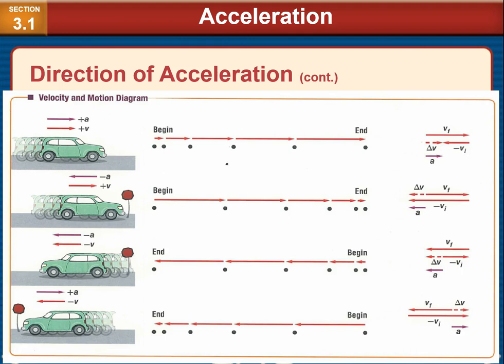Okay, these are the four ways that you can have arrows for acceleration and velocity. They're either in the same directions, like the first one and the third one, or they're in opposite directions. If they're in the same directions, they're speeding up. If they're in opposite directions, they're slowing down.